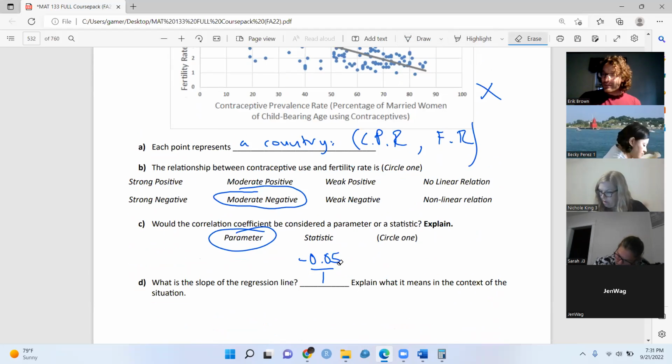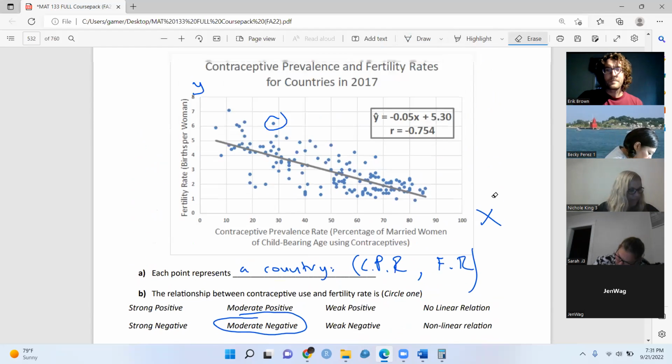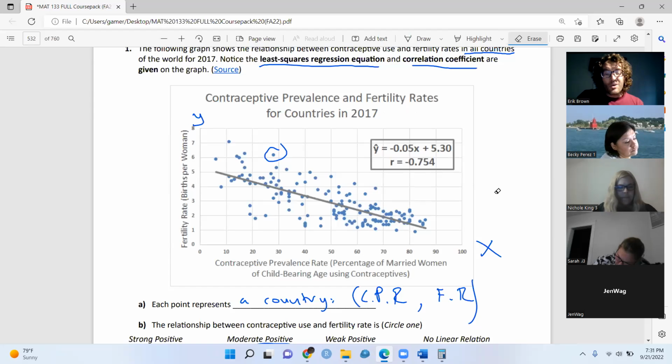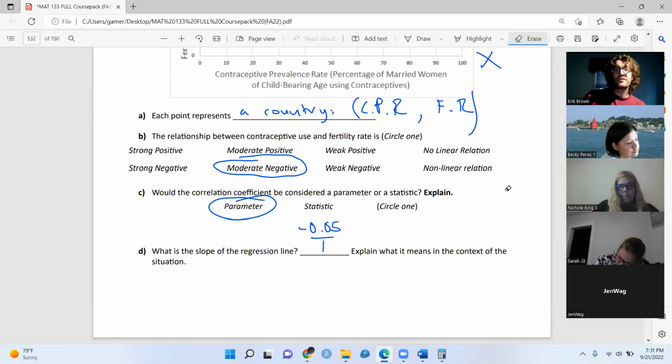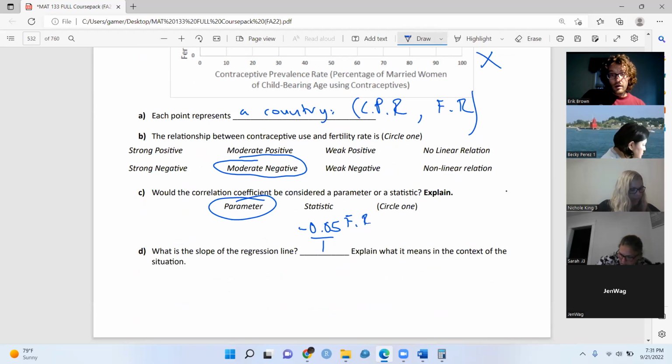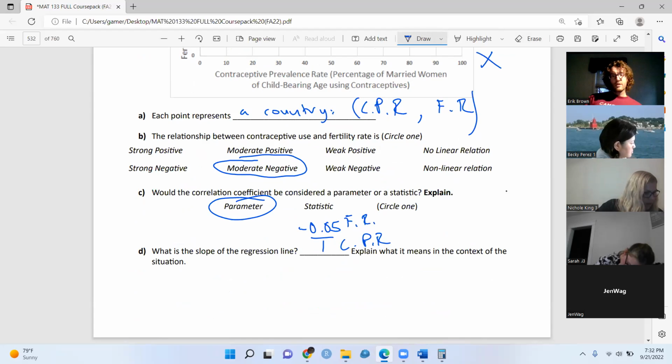Some people put X with this and they're wrong. X is not a part of the slope. X is literally the contraceptive prevalence rate. Now, 0.05, that's the fertility rate, negative 0.05 per 1% of married women who are using contraceptives. So then you explain what it means in context. Anyone get that?